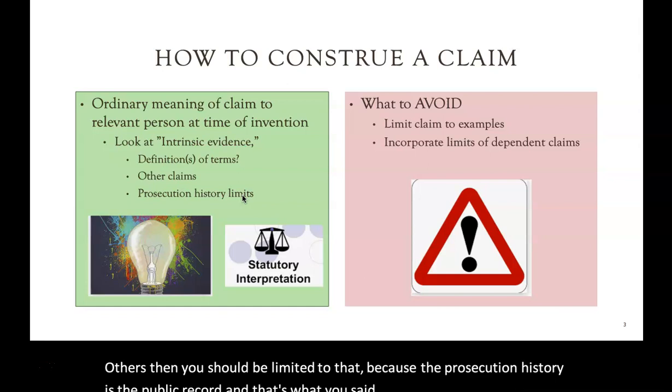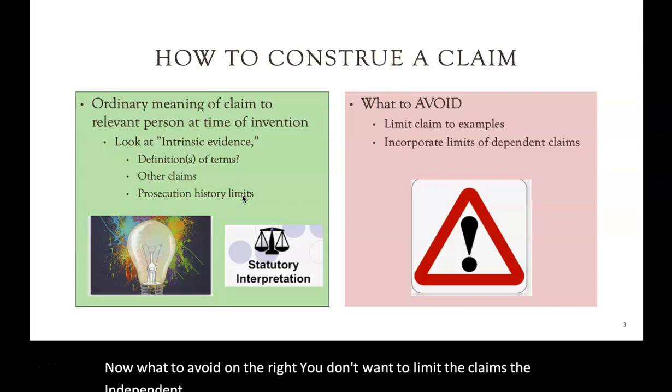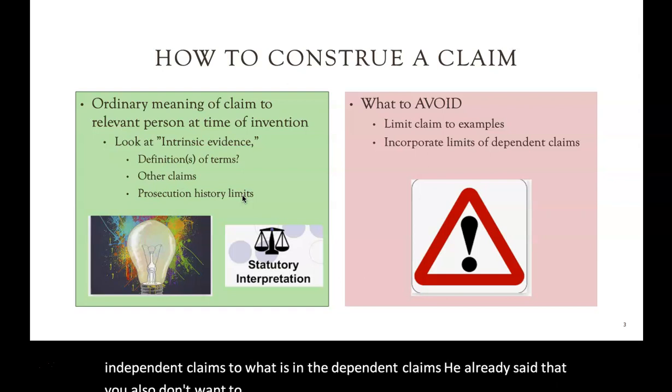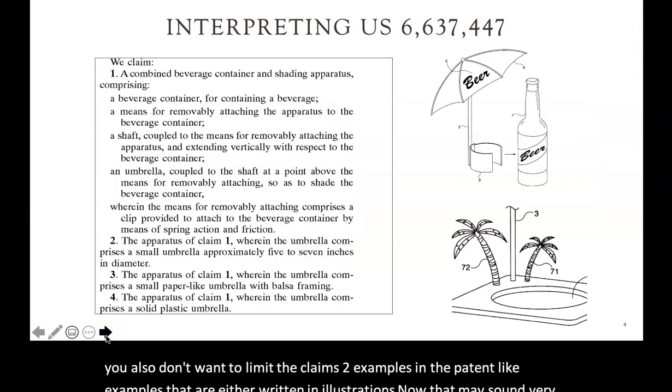Now, what to avoid on the right? You don't want to limit the claims, the independent claims, to what is in the dependent claims. We already said that. You also don't want to limit the claims to examples in the patent, like examples that are either written or in illustrations. Now, that may sound very theoretical, so let's take an example.